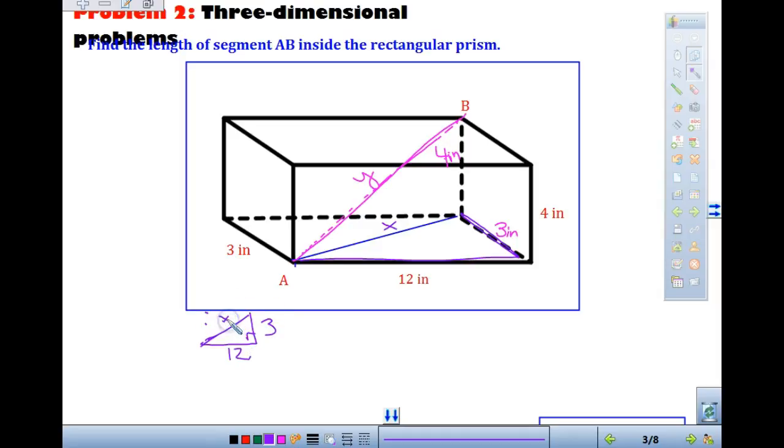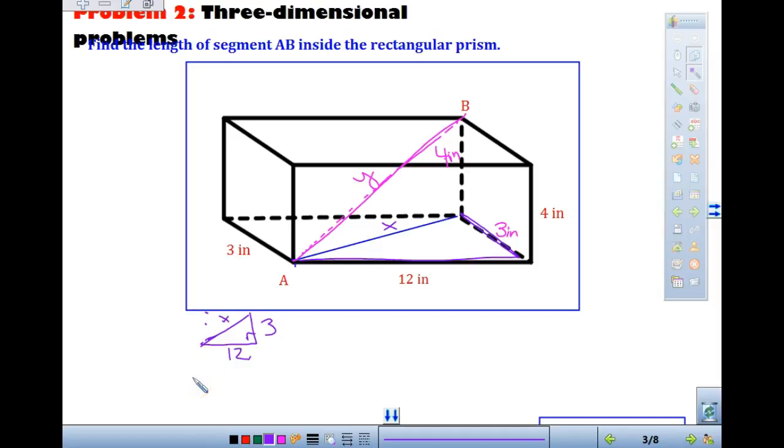This is X. Three dimensions are sometimes hard to picture, but when you see the video, you'll see this even better, because the guy does the 3D drawings on the computer. It's kind of cool. So can we find X? Do we know how to do that? That was today's homework, right? Yes, finding the missing side on the right triangle.